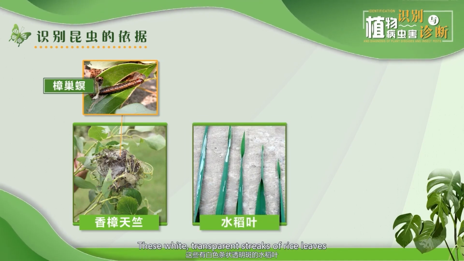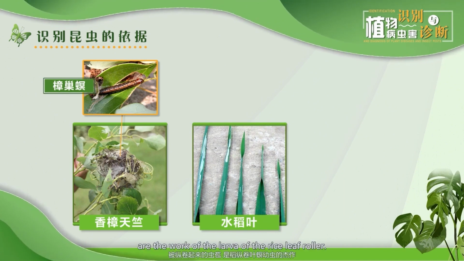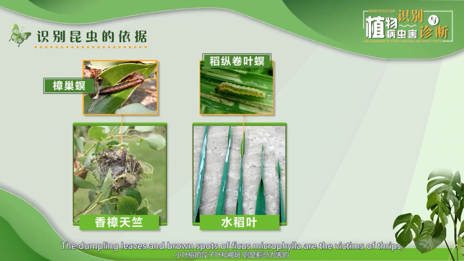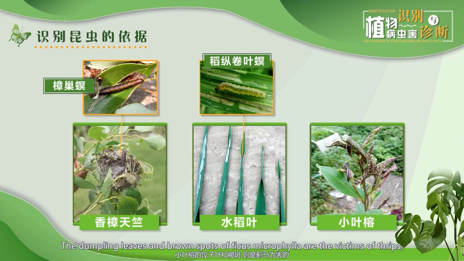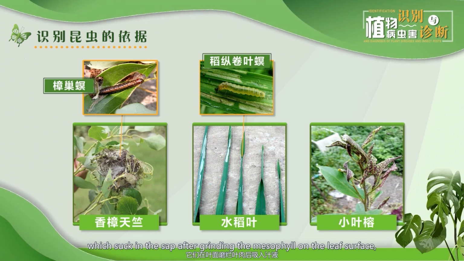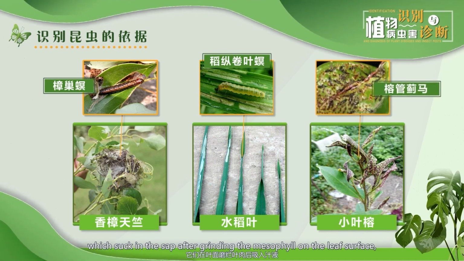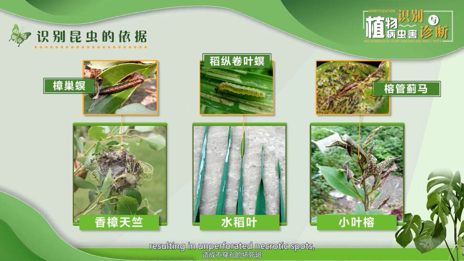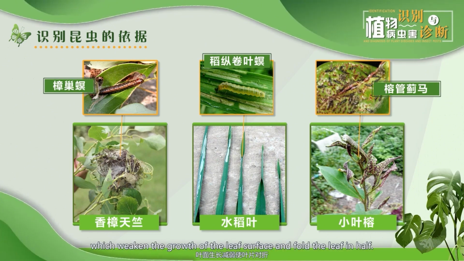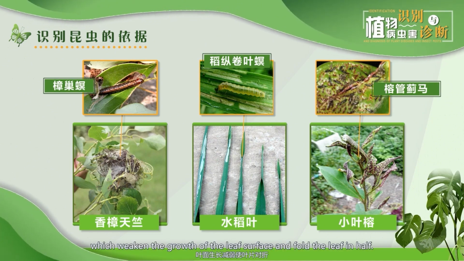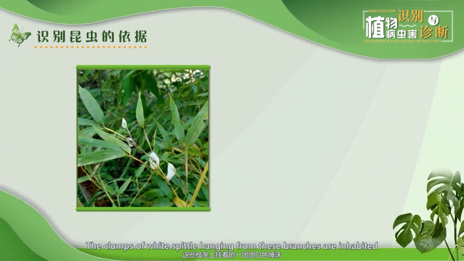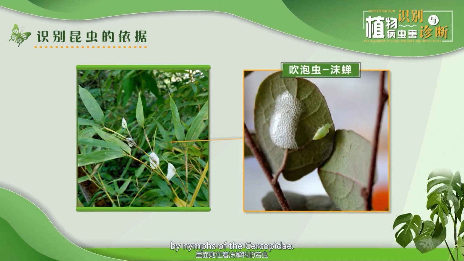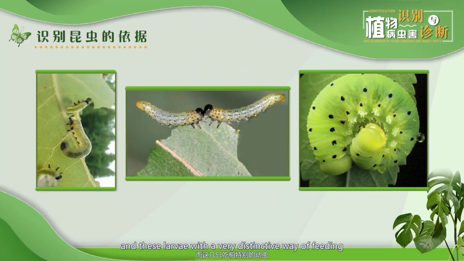These white, transparent streaks on rice leaves are the work of the larva of the rice leaf roller. The dumpling-like leaves and brown spots of Ficus microphylla are the victims of thrips, which suck the sap after grinding the mesophyll on the leaf surface, resulting in unperforated necrotic spots, which weaken the growth of the leaf surface and fold the leaf in half. The clumps of white spittle hanging from these branches are inhabited by nymphs of the Cercopidae, and these larvae have a very distinctive way of feeding.